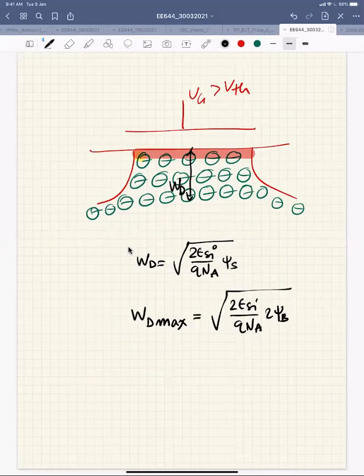Because once the surface inverts, once you have a lot of electrons at the surface, your electric field cannot penetrate, so your depletion charge will not change. So you have a maximum depletion width, WD max. So if Vg is greater than Vth, your depletion width would still be WD max. And this is the equation.